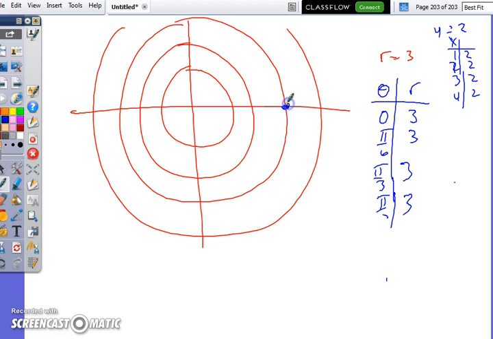1, 2, 3. You put a dot right here. At pi, you put a dot right here. Put a dot right here. Put a dot right here. Oh, you have a circle? Put a dot right here. Oh! Wow.